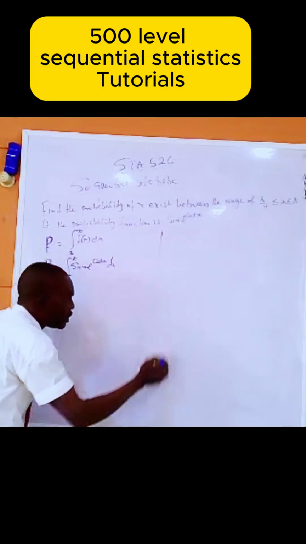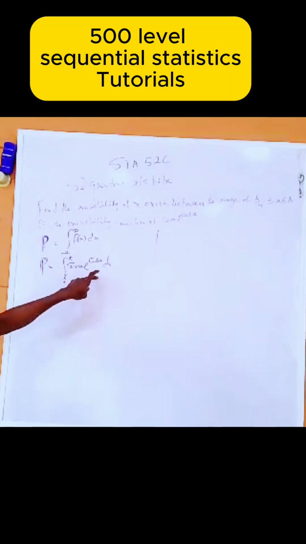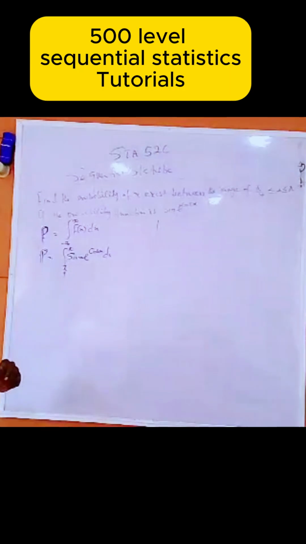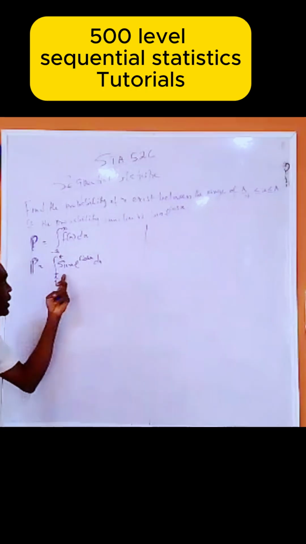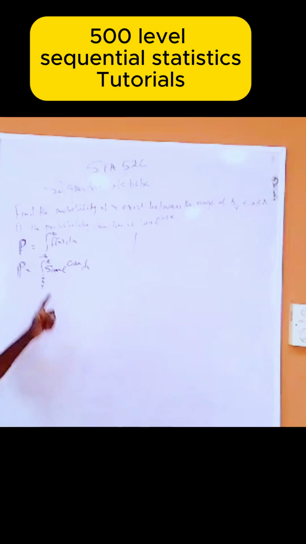Now, if you look at this one critically, how do we integrate this? This is our question. How do we integrate this? Now, this particular sine x makes it not directly solvable, and we need to solve this.